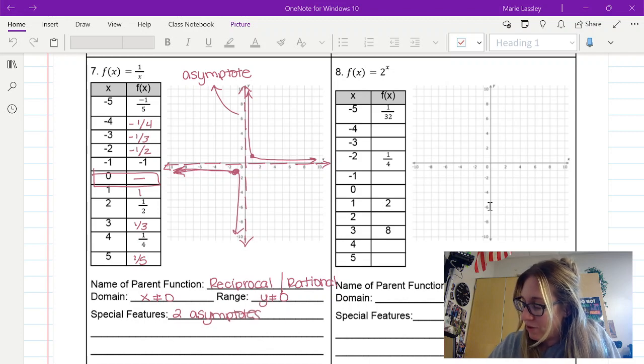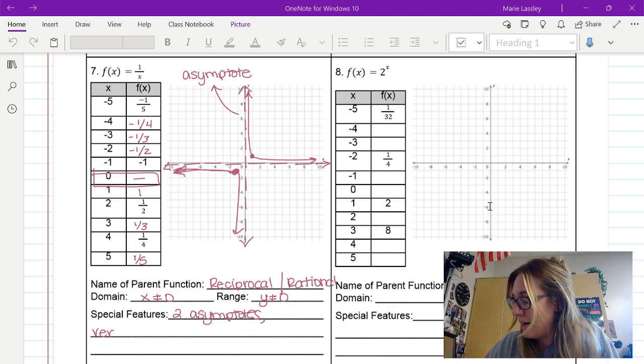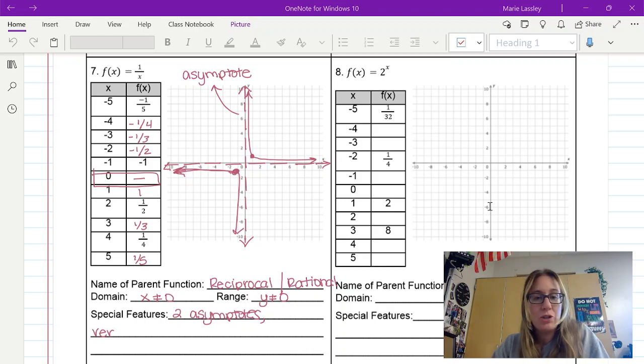We have a vertical asymptote, which is the line x equals 0. Asymptotes are lines, so it's an invisible line at x equals 0. There's a little bit of a lag. It was doing pretty good.